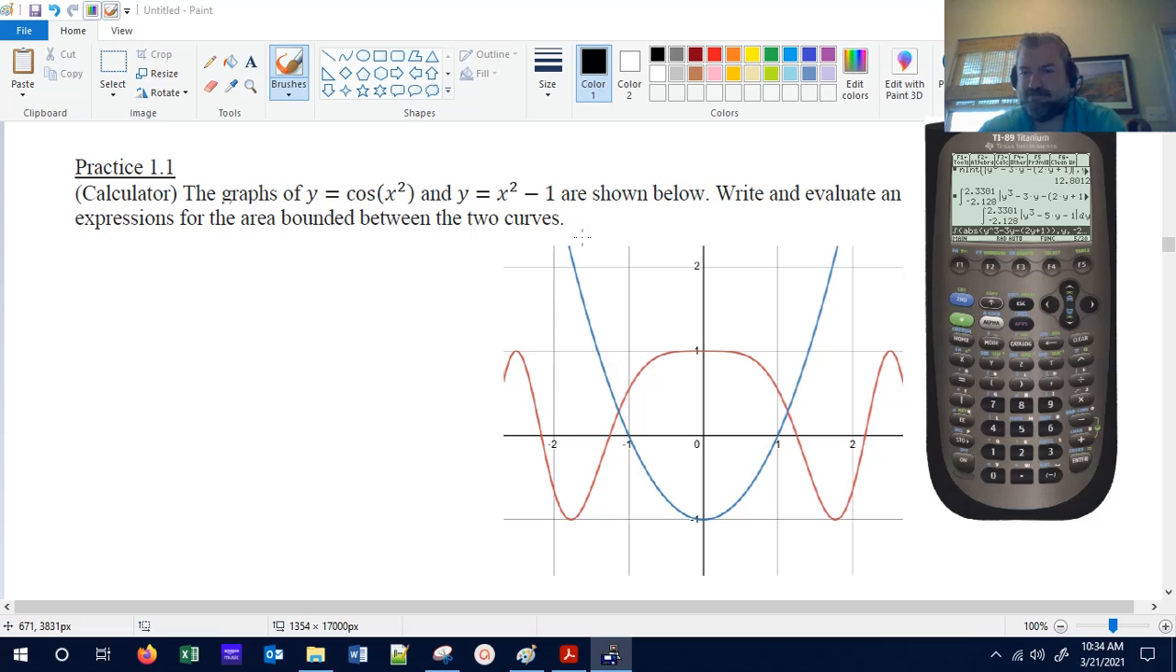All right, hopefully you've taken an opportunity to try this. This is a graph of cosine x squared and x squared minus 1. We want to write and evaluate an expression for the area bounded between the two curves. So we're going to need these points of intersection. Luckily this time we don't have to switch the x and y values.